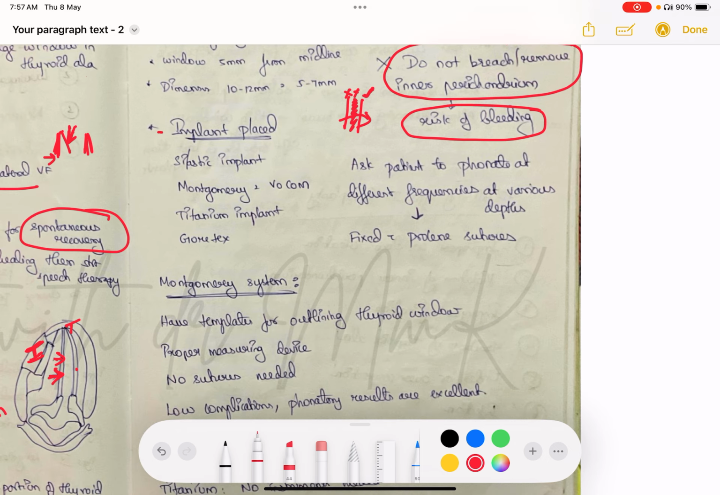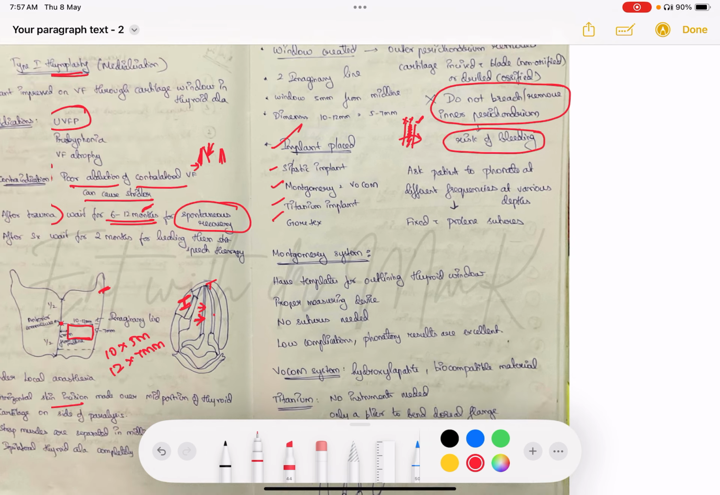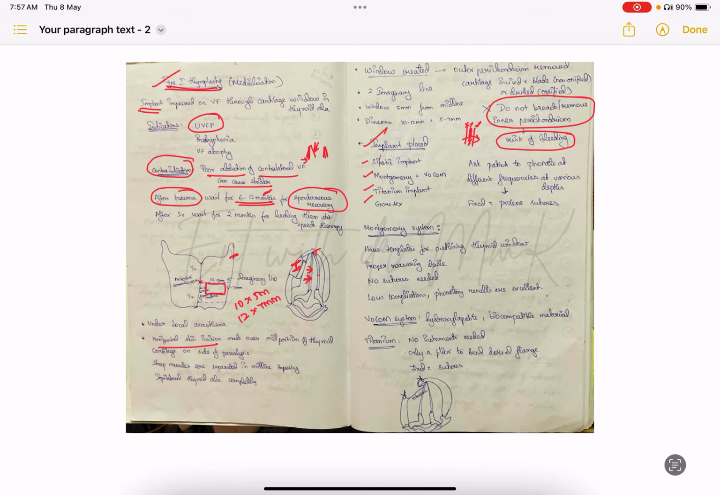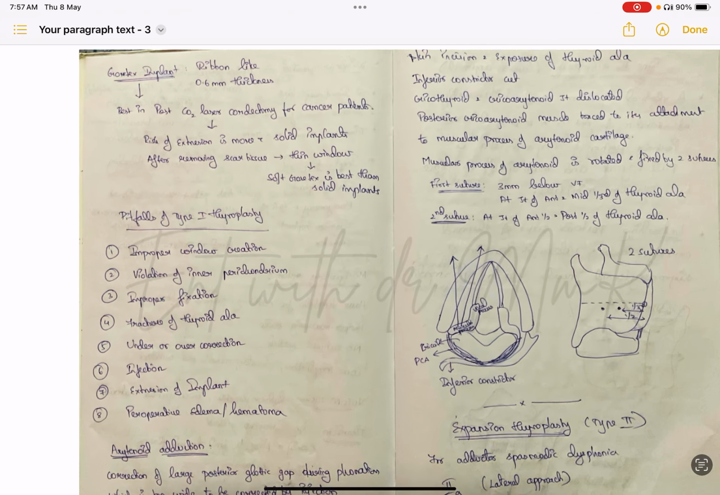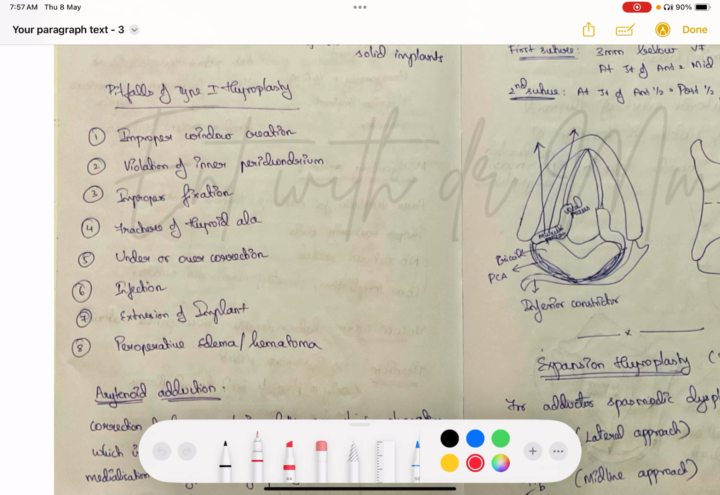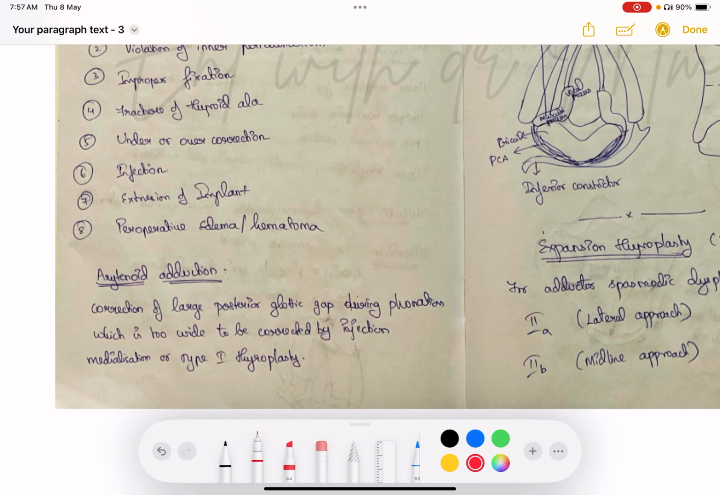So what are the implants that are used? We can use a Thyroplasty implant, a Montgomery implant, a titanium implant or Gore-Tex. Each has its own advantages and disadvantages, and you can see it later. Okay. Now these are some of the disadvantages of type 1 thyroplasty. You can see it. Now I already discussed what is arytenoid adduction.